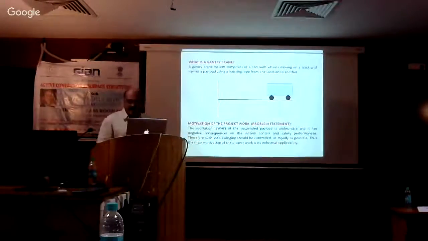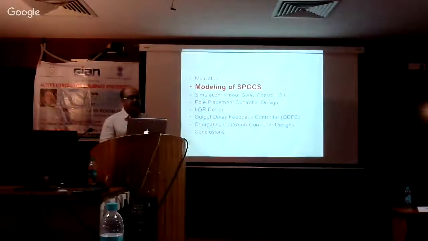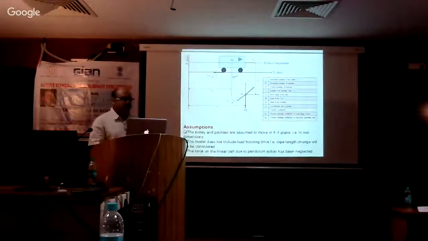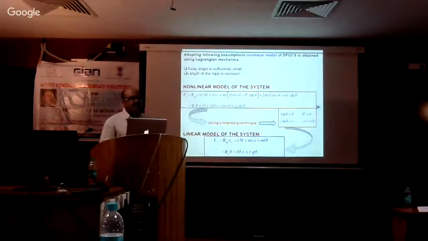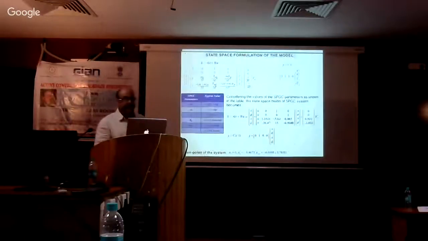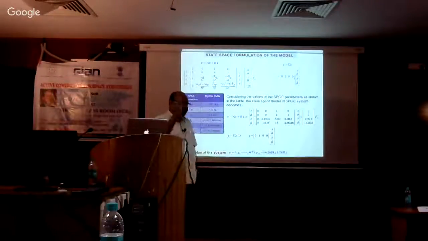So that's a gantry crane problem that we have done. I'm not going into it. We have the modeling concept. We have used Lagrangian and got a nonlinear model. We linearized it because we want to have a very simple way. So these are the state space formulations. We have been doing it for the last 5 days on an aeroelastic problem.